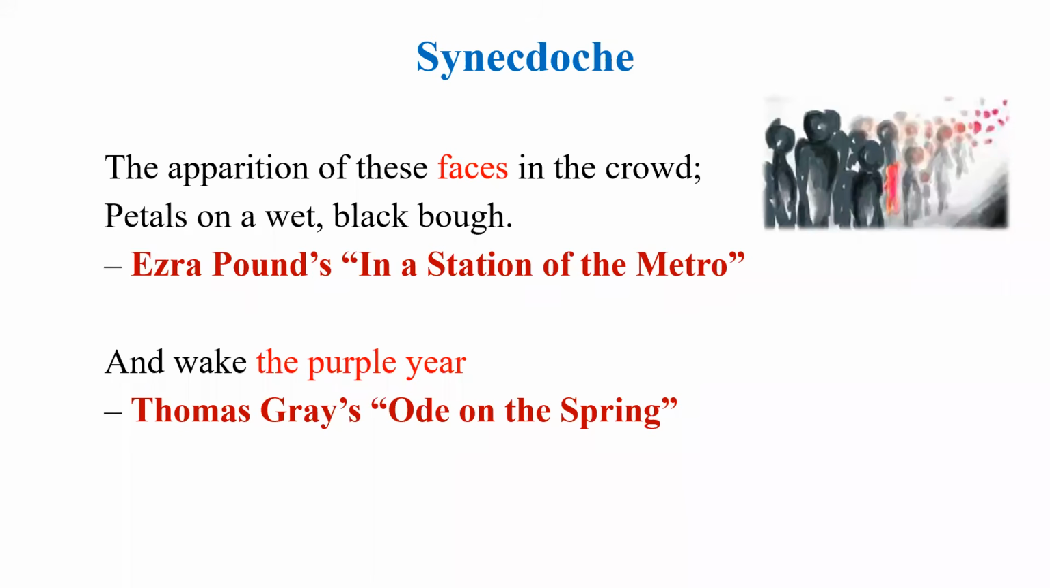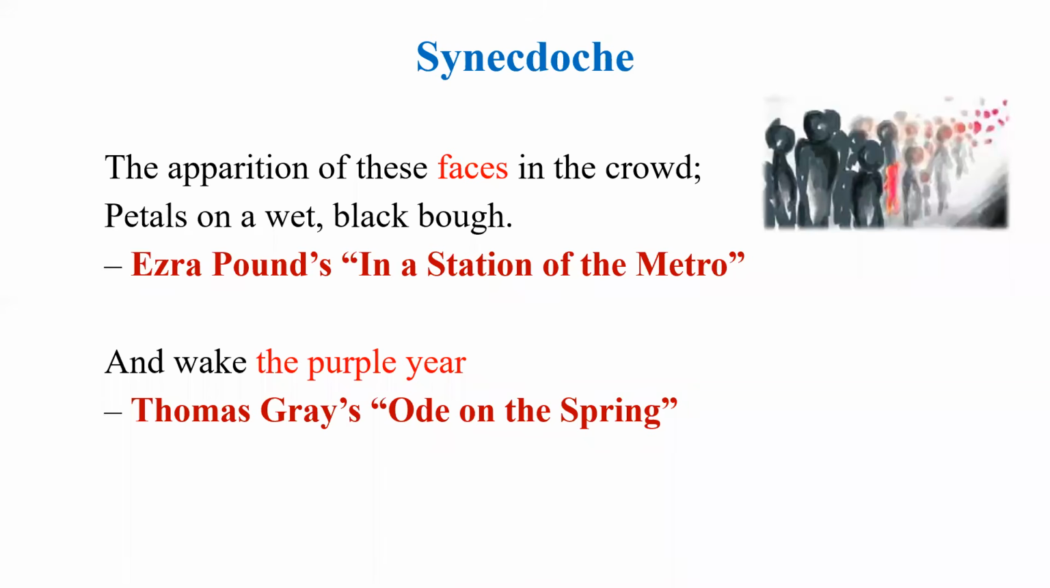Ezra Pound might have used a simile, like the apparition of these faces in the crowd, like petals on a wet black bough. Instead of using like or as, he simply used a perfect punctuation mark, the semicolon. Enough. So because of that semicolon, it becomes a metaphor. But where does synecdoche come in here? Faces.